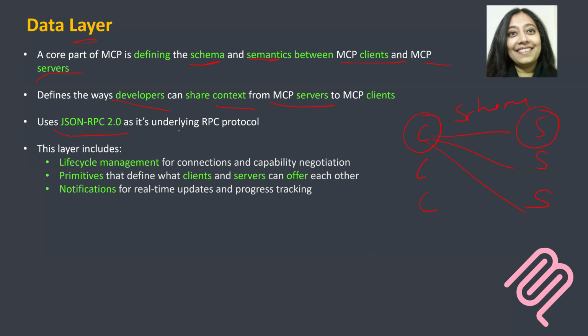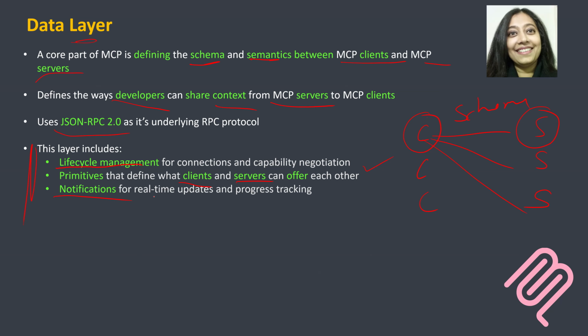Now, this layer behind the scenes includes lifecycle management. Lifecycle management for connections between clients and servers, and capability negotiation. It includes some primitives that define what clients and servers can offer to each other. What are some of the basic building blocks, some essential services that clients and servers can offer to each other? And finally, it includes notifications for any kind of real-time updates or progress tracking.